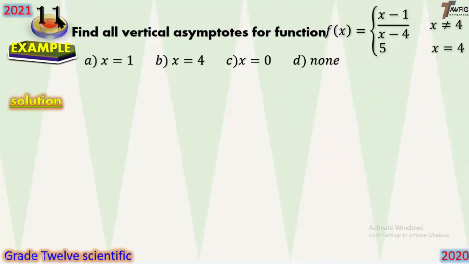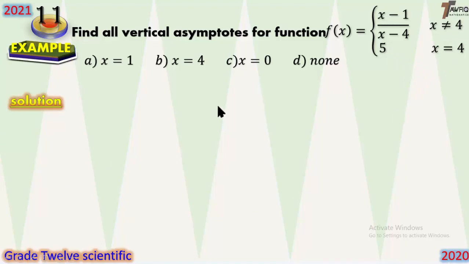Example number 11. Find all vertical asymptotes for the function f of x equals x minus 1 over x minus 4 when x is not equal to 4. It is 5 when x is 4.